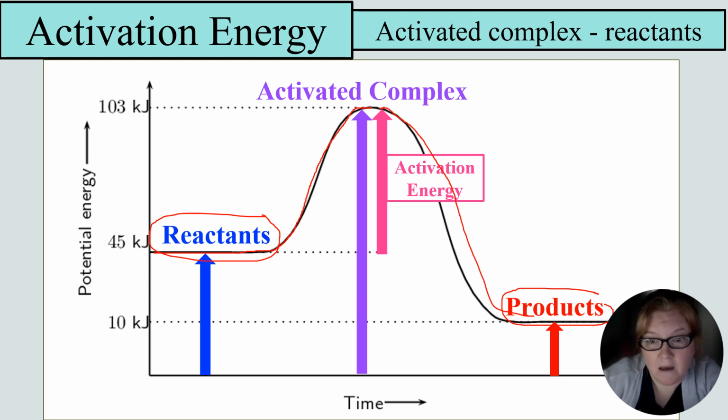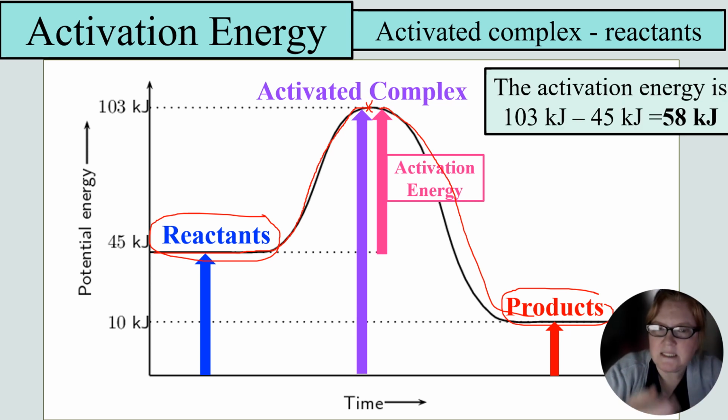If we don't add enough, the reaction doesn't happen. We have to get all the way up here. So in this case, that means 103, which is the highest, minus the reactants, what we started with. So the activation energy is 58 kilojoules. If 58 kilojoules are not added, the reaction does not proceed.